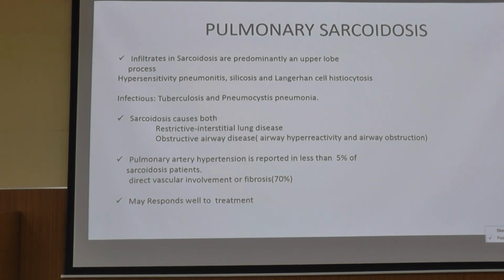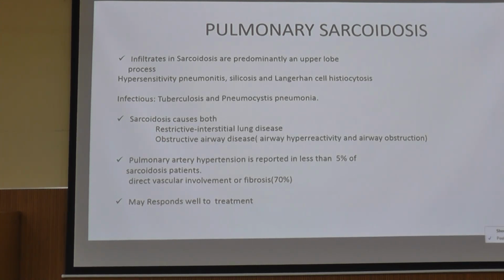Most of the time, by the time it presents with X-ray features, there will definitely be other systemic features. So infectious causes, one is tuberculosis and the other is pneumocystis pneumonia. These are the two things which you are going to think of.